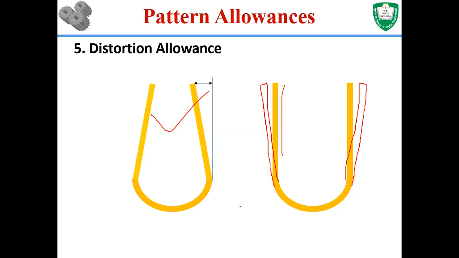So how is the problem when you use the draft allowance in this part? The draft allowance is not related to this. Draft allowance is different from this. That's why I left this one for the end, because draft is related to the removal of the pattern, and this one is related to the final casting shape. For the final casting shape you need to provide that distortion allowance. It is not related to the previous four.